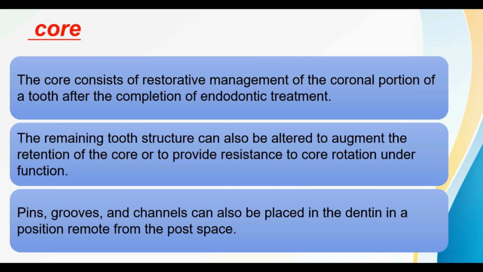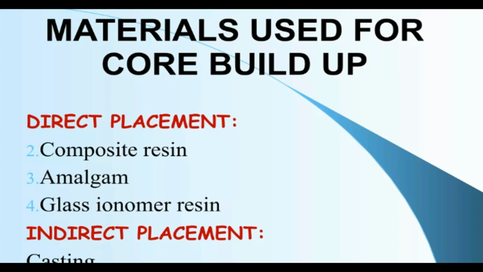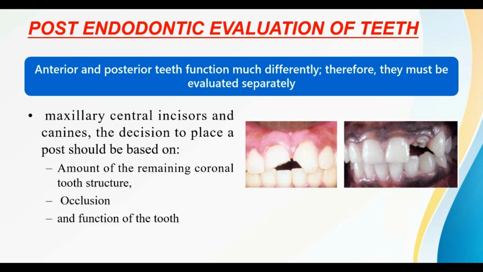Core. The core consists of restorative management of the coronal portion of the tooth after the completion of endodontic treatment. The remaining tooth structure can also be altered to augment the retention of the core or to provide resistance to core rotation under function. Pins, grooves, and channels can also be placed in the dentin in a position removed from the post space. Materials used for core build-ups are direct placement and indirect placement. Direct placement: composite resin, amalgam, glass ionomer resin. If you come to indirect placement, they are castings.